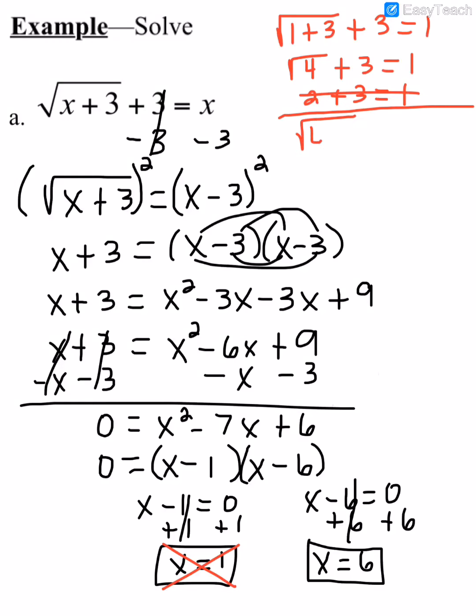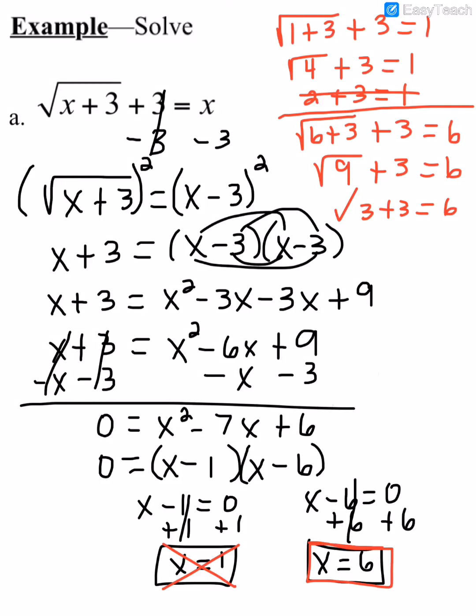So if I take 6 and plug it in where every x is, 6 plus 3 is 9. And the square root of 9 is 3. Okay, does 3 plus 3 equal 6? Yes. So 6 is my solution, my only solution.